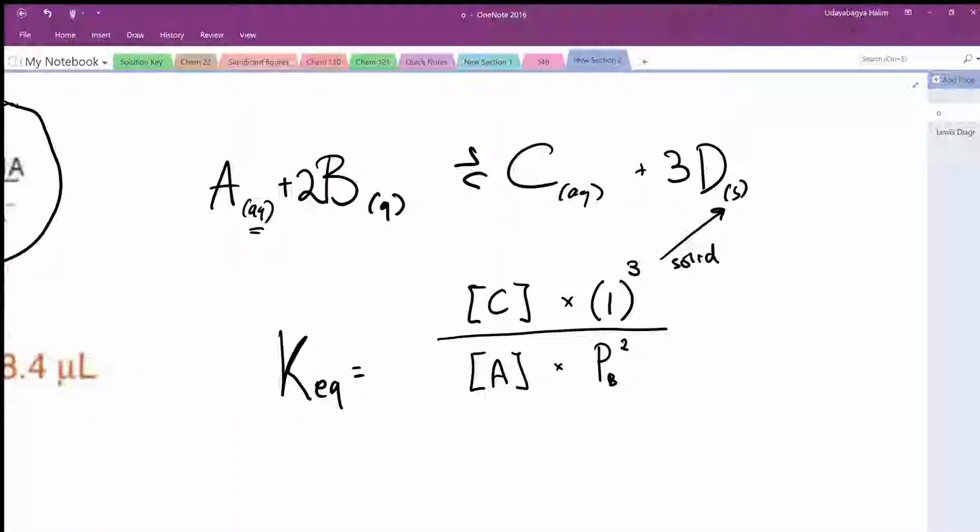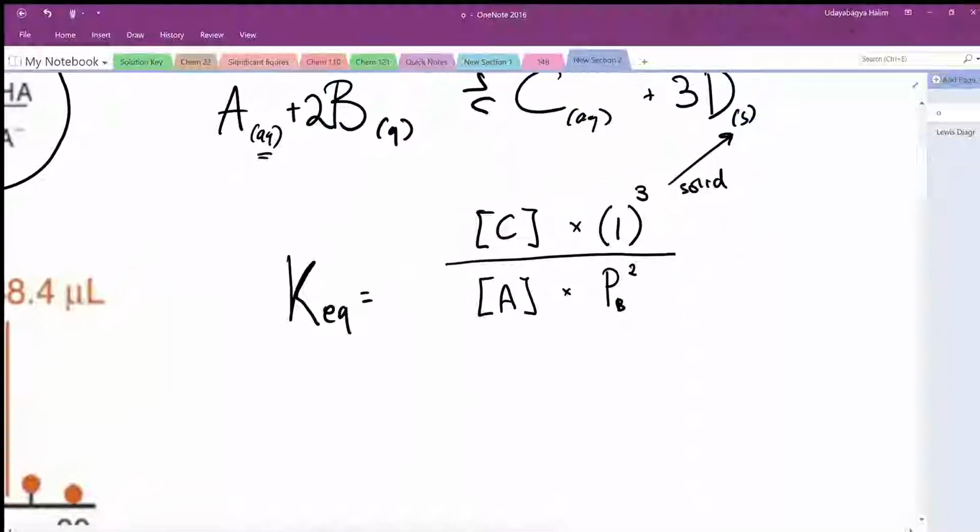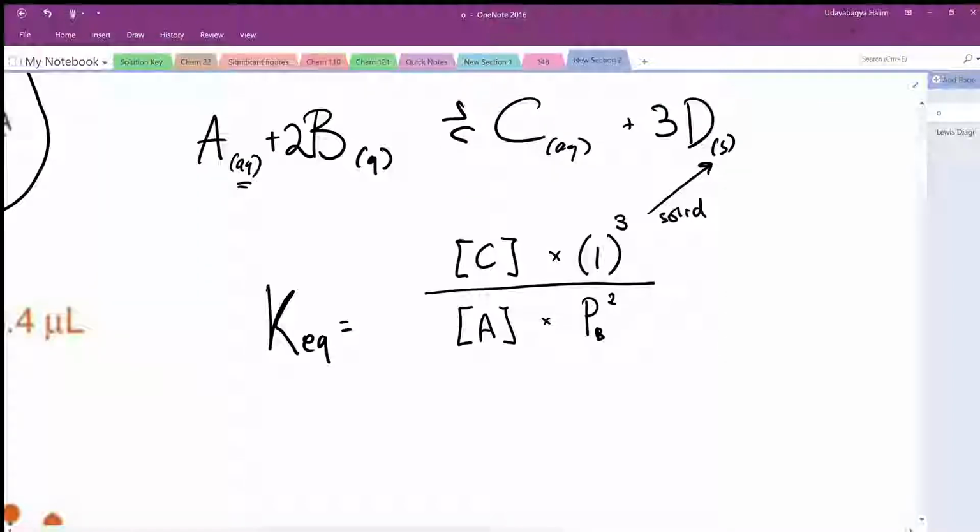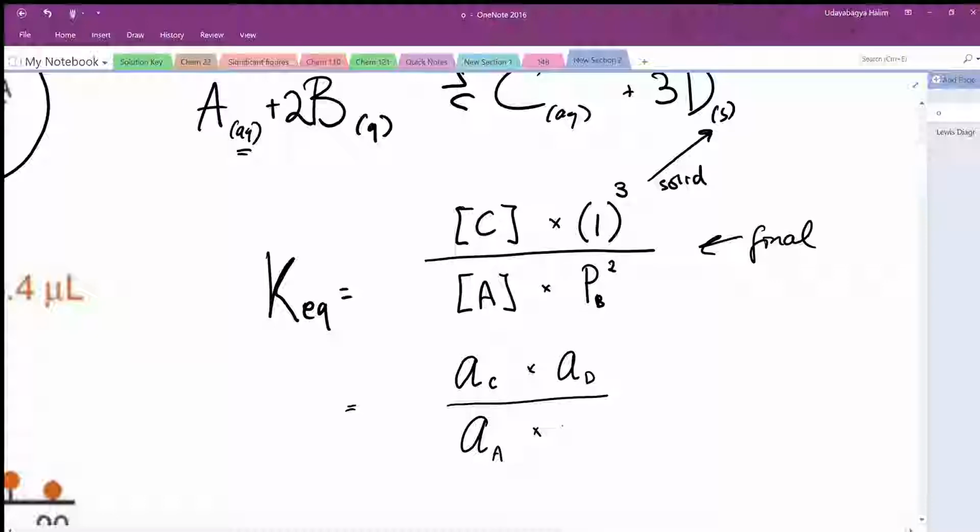Now, the more generalized version, if you read your textbook, which is written to be much more precise, you should find this is actually the final answer. But the initial step is going to be written as the activity of C times the activity of D divided by the activity of A, times the activity of B to the power of 2. So this is actually the starting point.